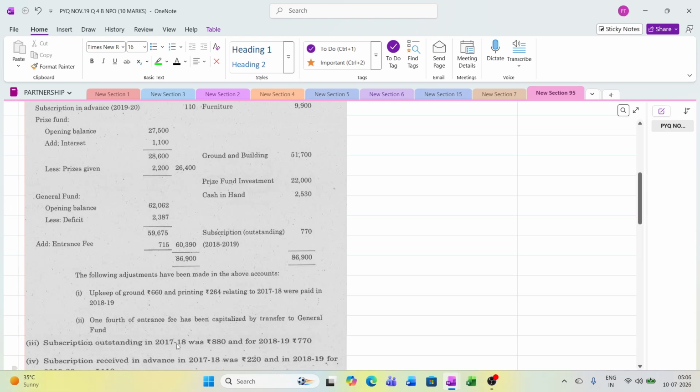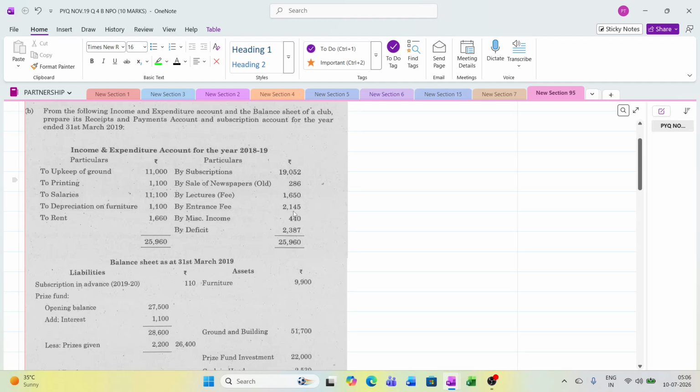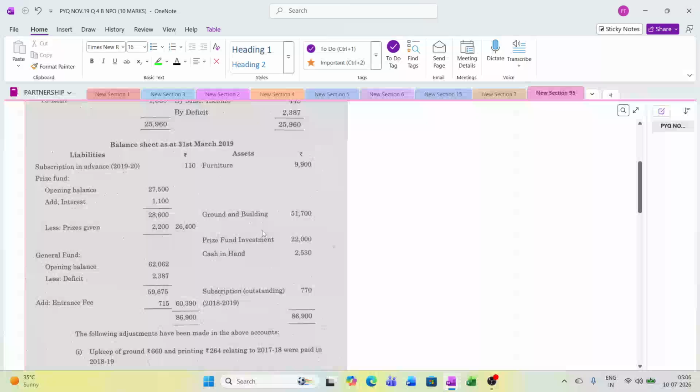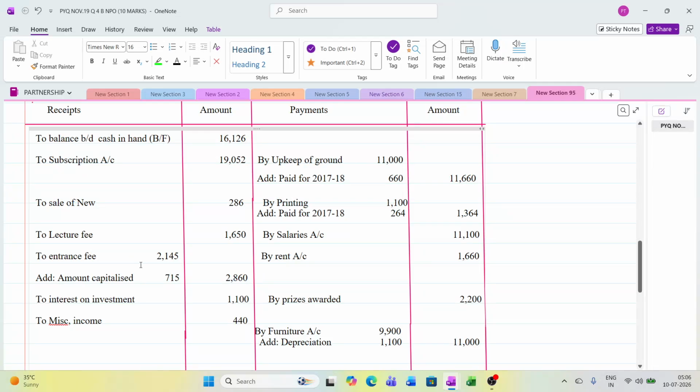So 715 is transferred to general fund and they have received 2145 plus 715. So that was the total amount received. Out of that, 715 was transferred to general fund, capital fund. So you have to take it in the receipt and payment account because you have received 2145 plus the amount capitalized. So total receipt is 2860.